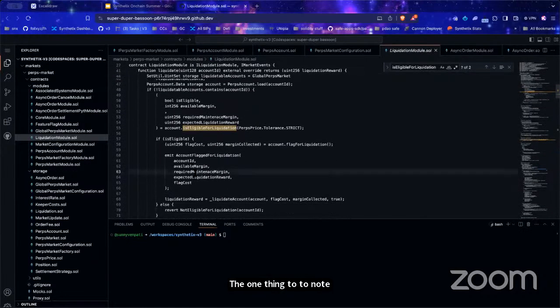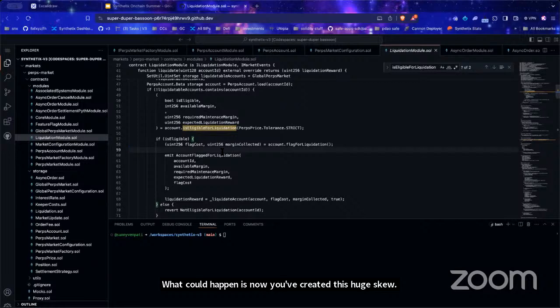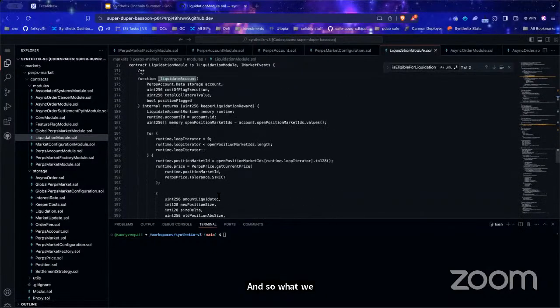The one thing to note here is that if it's a very large position and you liquidated the entire thing at once, what could happen is you've created this huge skew. And so the liquidation bot could potentially have an advantage at that point where they could liquidate a really huge account, and then open their own position and get a really nice price because they're taking advantage of the fact that the skew is so large.